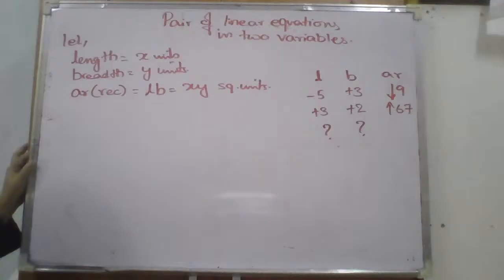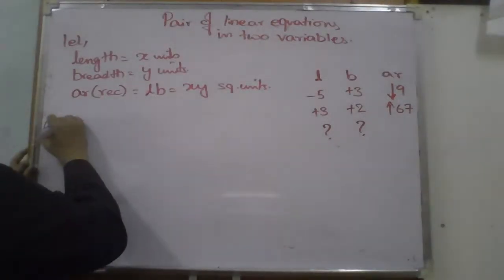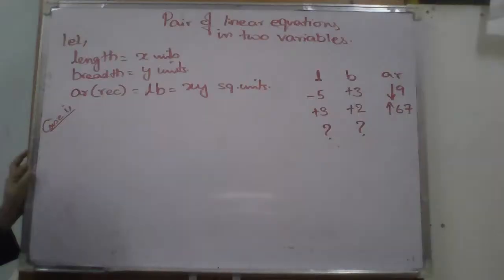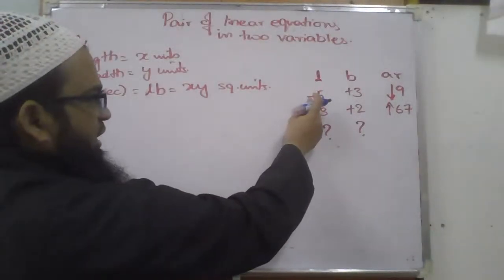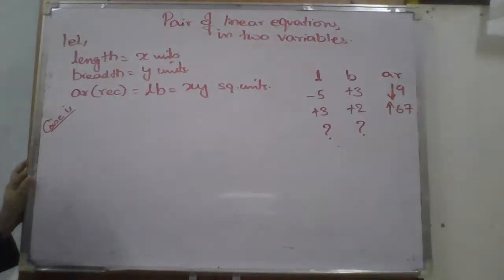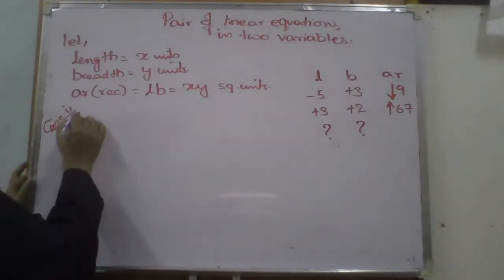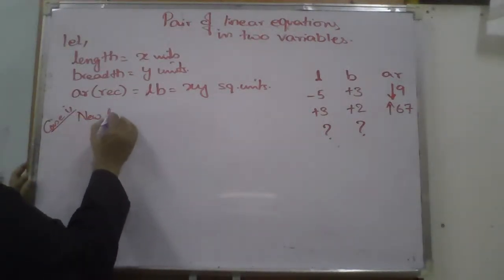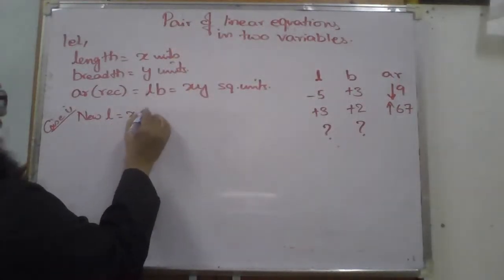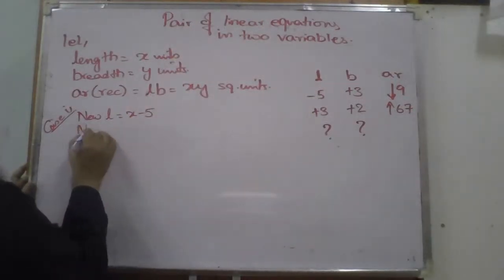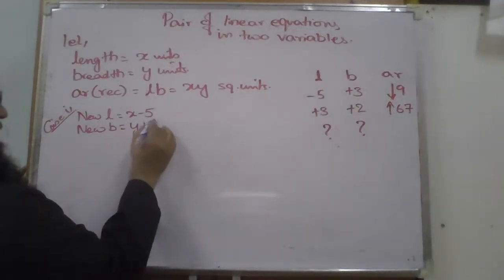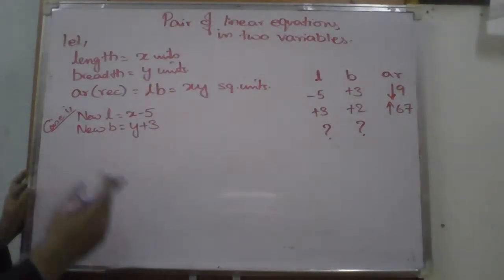Is it right, my dear students? Now, what is case 1? Length decreased by 5 units and breadth increased by 3 units. So, what is the new length? The new length is decreased, so x minus 5. And what is the new breadth? It is y plus 3, because breadth is y and it is increased.